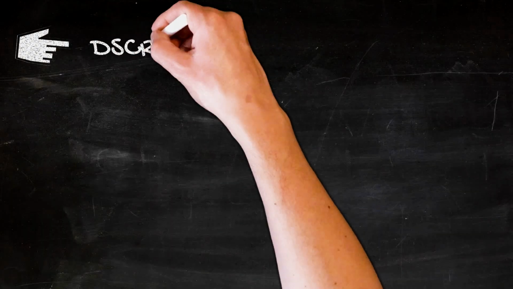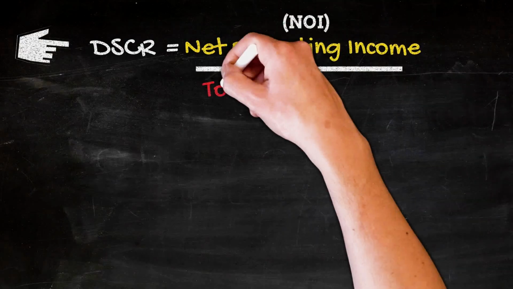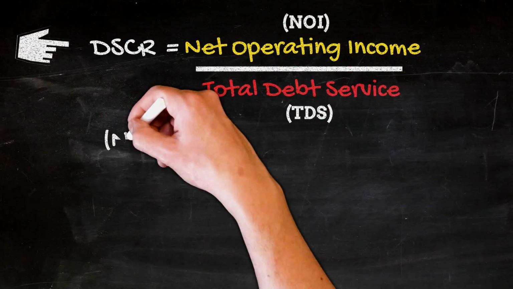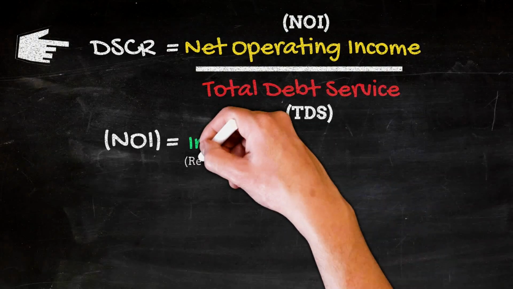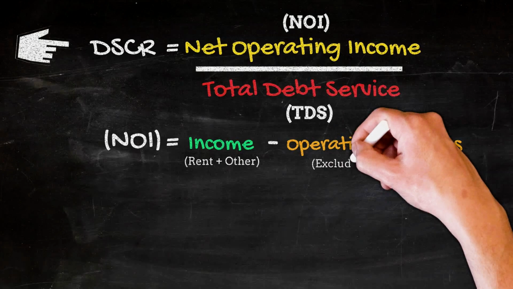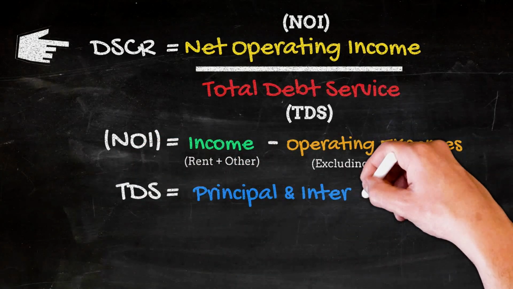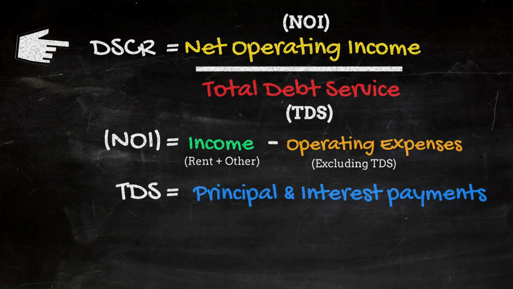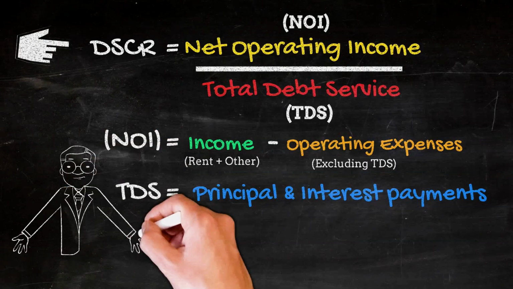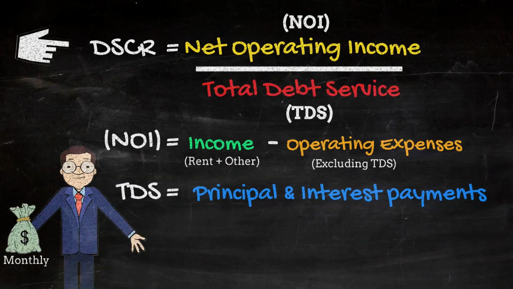Here's how it works. In order to calculate the DSCR, you'll need to divide the property's net operating income, NOI, by its total debt service, TDS. The NOI is the property's income from rent and other sources minus all of its operating expenses. Operating expenses include everything except for TDS, and TDS is all principal and interest payments owed to a lender for that particular property. When doing this calculation, you would typically calculate it on a monthly basis, but it comes out to the same ratio on an annual basis as well.